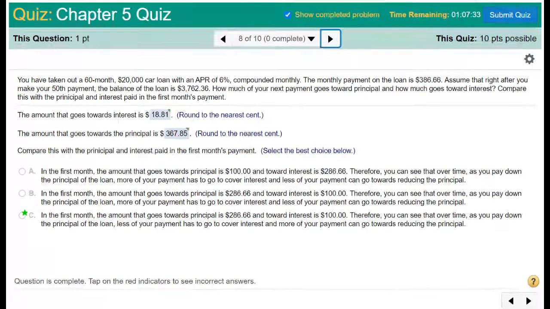That's a percentage. Now I want to convert it into a decimal. I'm going to make it 0.005. So if I say 0.005 times 3,762.36, it comes out to 1881. Got it? And where is the 367.85 from? That's the remaining balance. These two add up to this. Got it. Okay. Thank you so much. And this is what you do in the original.